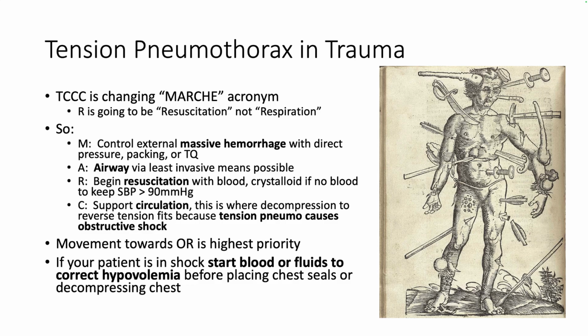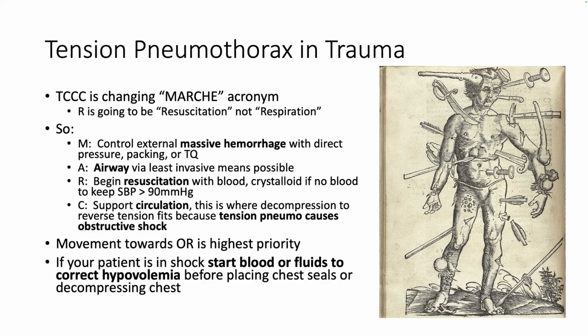Ideally with blood. We're going to talk more about a blood waiver and how we're going to get blood to our patients. If we don't have access to blood or it's too far away, we're going to use crystalloid, which is lactated Ringer's, or for us, normal saline. And our goal is to keep that systolic blood pressure above 90. We're treating the hemorrhagic shock. And then the C is to support circulation.